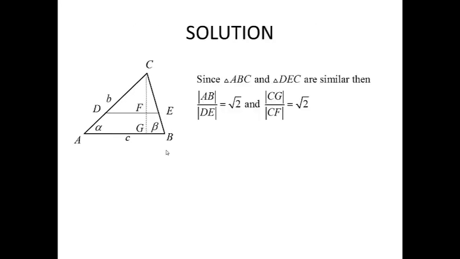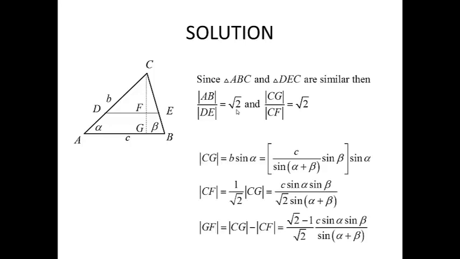I will begin by looking at the two similar triangles ABC and DEC. Since the ratio of their areas is equal to 2, the ratio of the bases is equal to the square root of 2. Also, I can claim that since the ratio of areas is 2 and the ratio of the bases is square root of 2, the ratio of the heights also should be square root of 2.